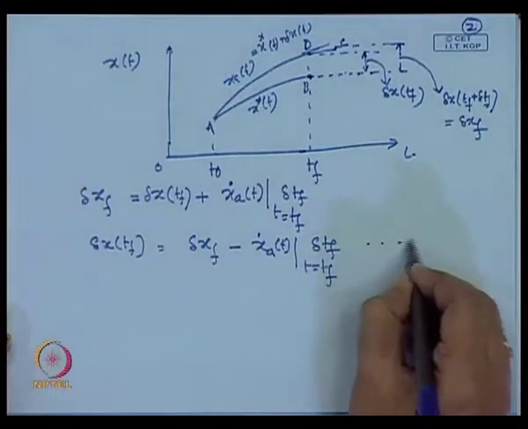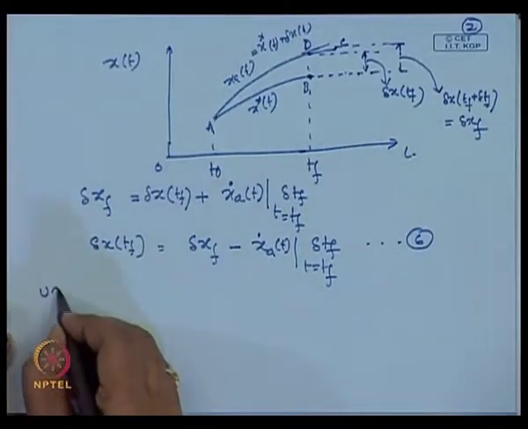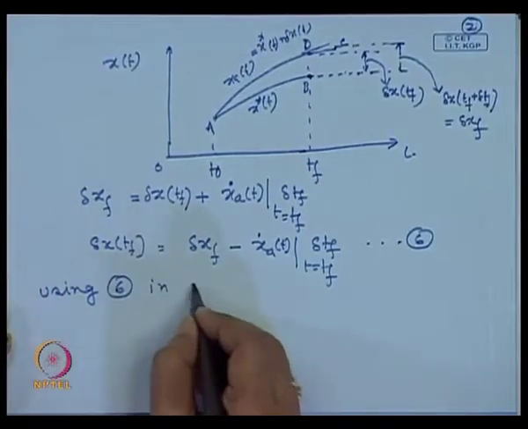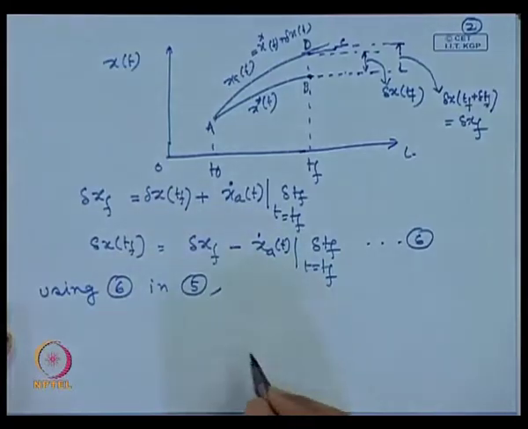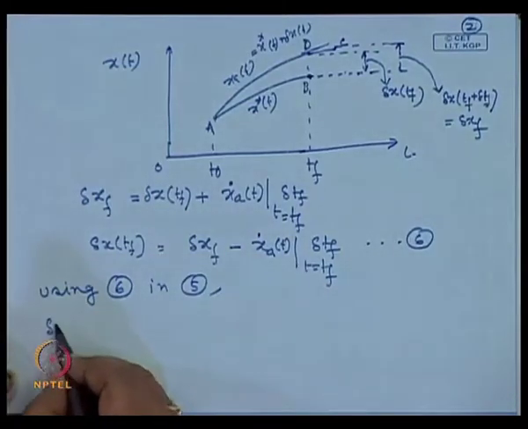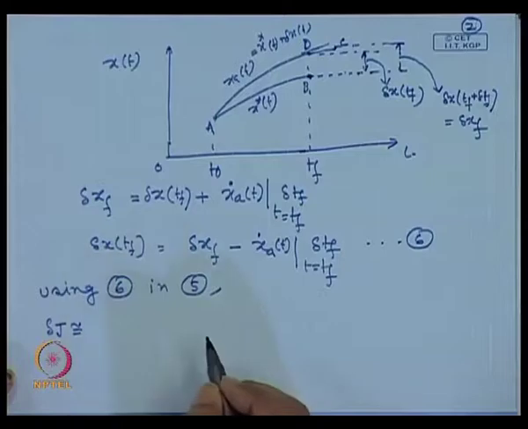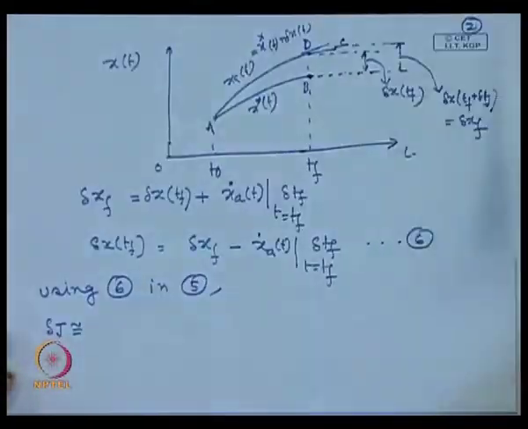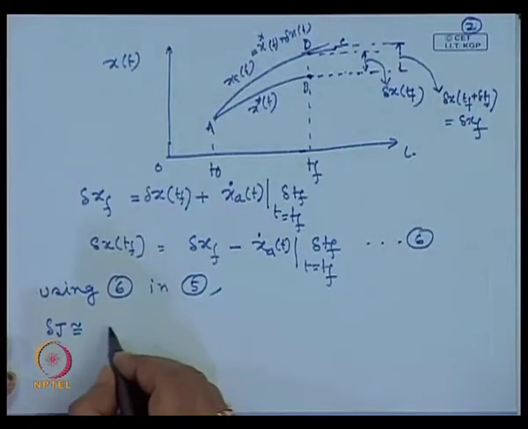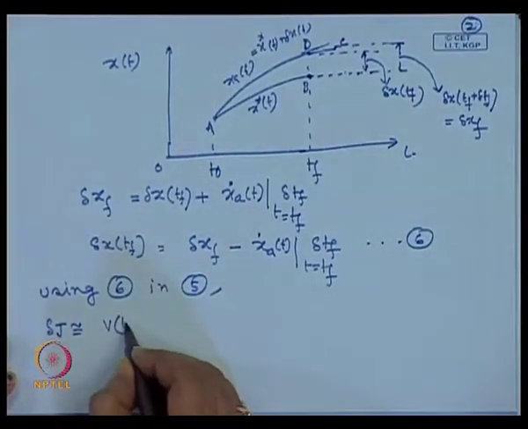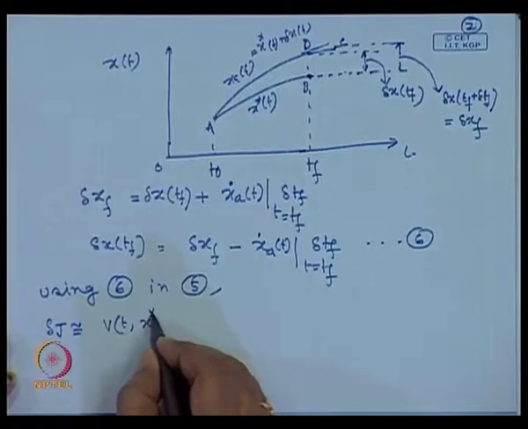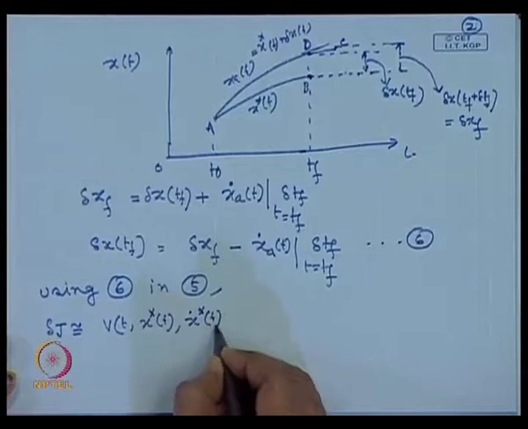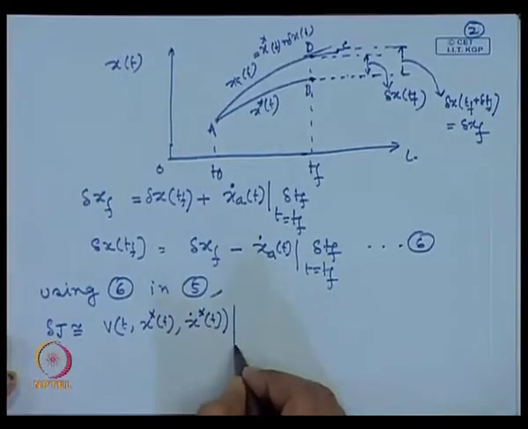This is equation number 6. Using 6 in 5, what do we get? Let us write 5: delta J is nearly equal to this term as it is, we will write it, V_t at x star of t, x dot star of t, bracket, comma, t is equal to T_f.